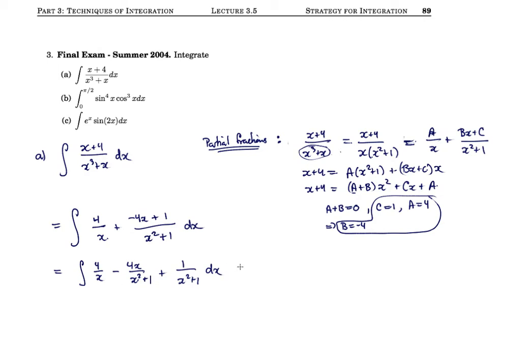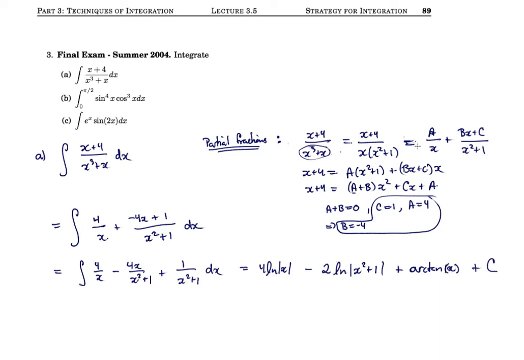And now this first one, the antiderivative, is just 4 log absolute value of x. Now the second one we could do by substitution, u equals x squared plus 1, and then it would antidifferentiate to a logarithm. You may be able to do this one in your head by this point. And the third one, the antiderivative of 1 over (x squared plus 1) is just arctan of x. And then we have a plus C added to all that. And so there we go.